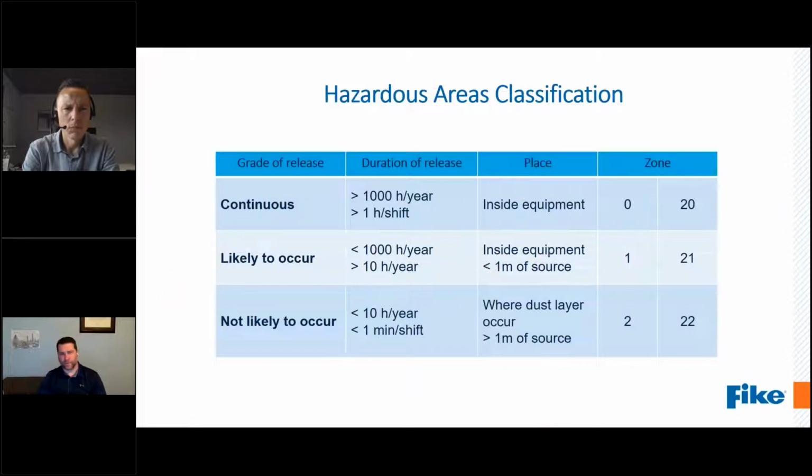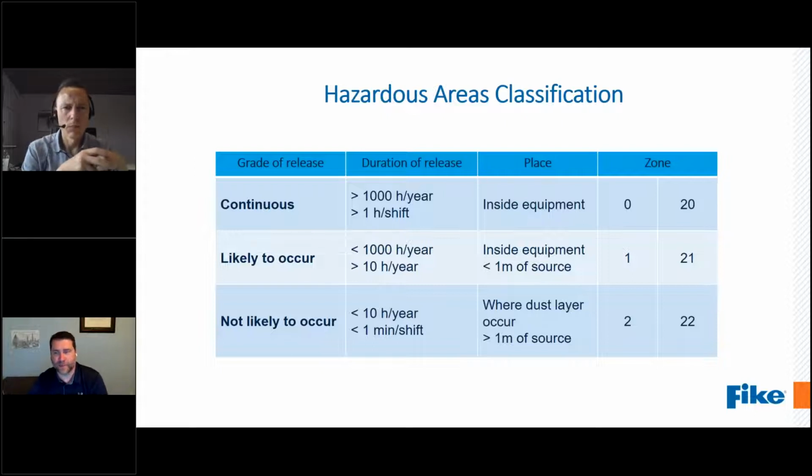So here's some guidance for that grade of release: continuous, likely to occur, not likely to occur. But what I'm going to focus on is that place in that zone. So for continuous, your zone 0 and your zone 20, you're inside equipment. That's where that should be. That should be inside of equipment. You should not have that in an occupied working area where you have employees. That should never be a zone 0 or a zone 20 where there are people. That should be limited to inside of equipment.